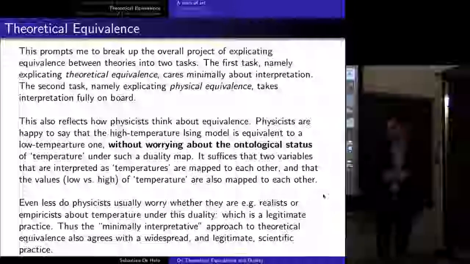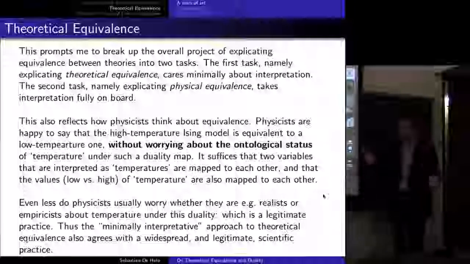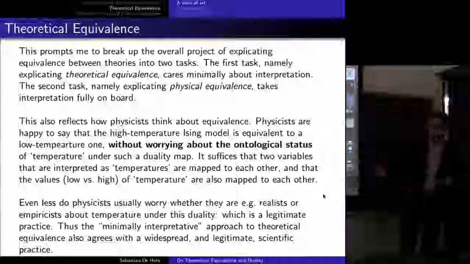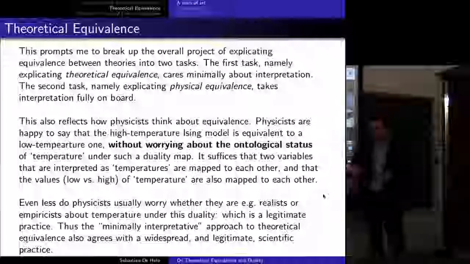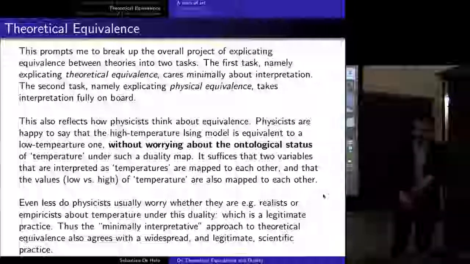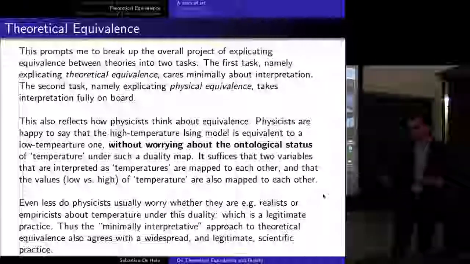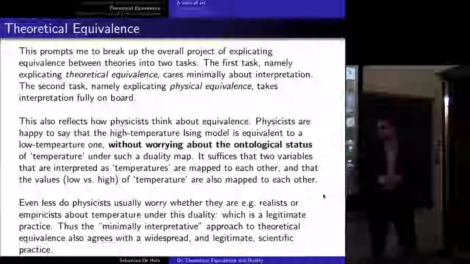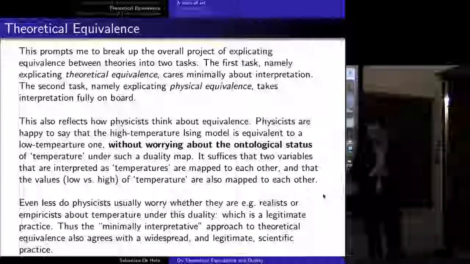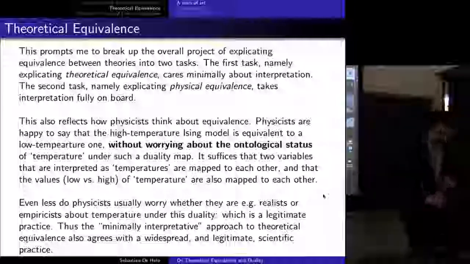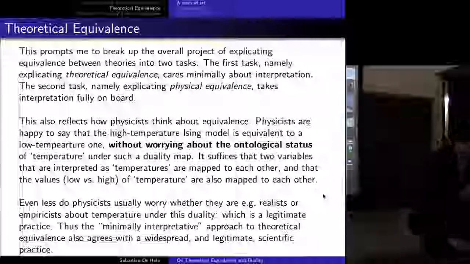So for the physicist, it suffices that two variables that are interpreted as temperatures are mapped one to the other, and that high values are mapped to low values. And even less so do they worry whether, for example, they are realists about temperature under this duality, or whether they are empiricists. And I think that's a legitimate practice. So this practice is what this minimally interpretative approach to equivalence tries to save. And I think it's a widespread and legitimate scientific practice.